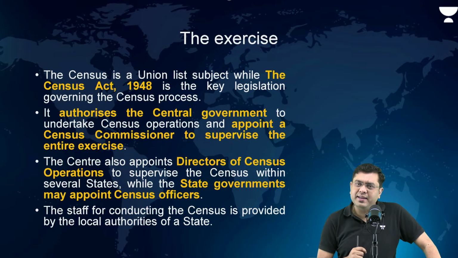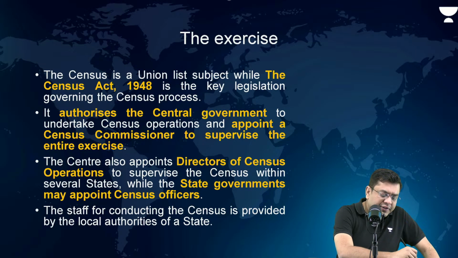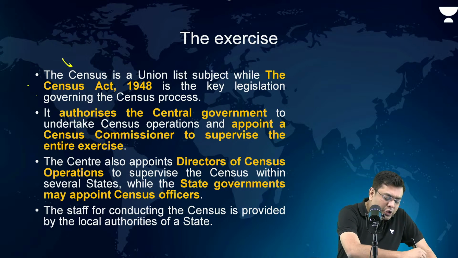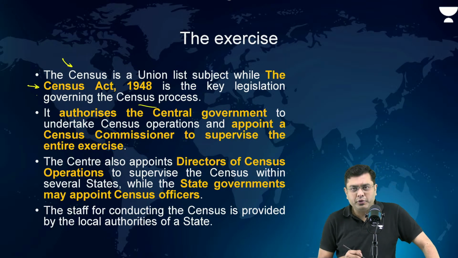Now, before coming to the importance and relevance of this 2027 census, the exercise of census itself. What is that census exercise? And who carries it out? So basically, the power of carrying out the census is given to the union government because it is in the union list. And it is the Census Act of 1948 that is the legislation governing the census.